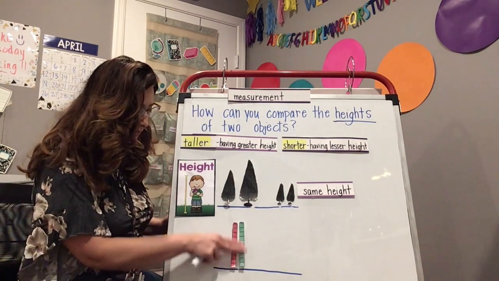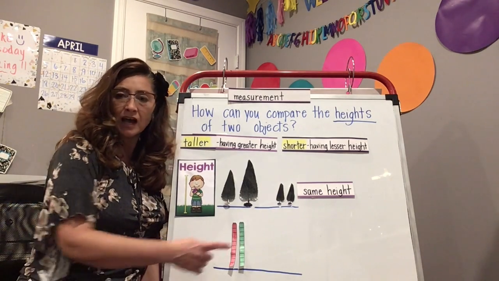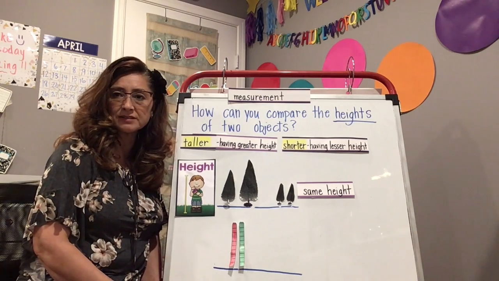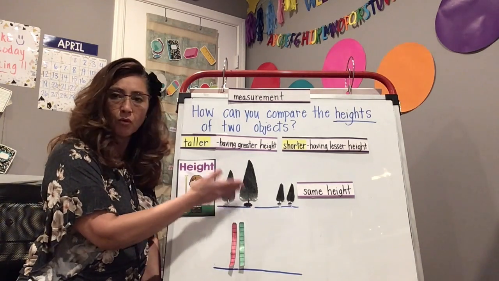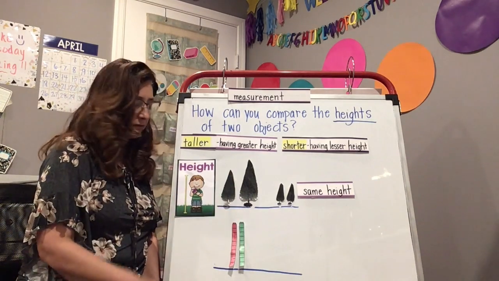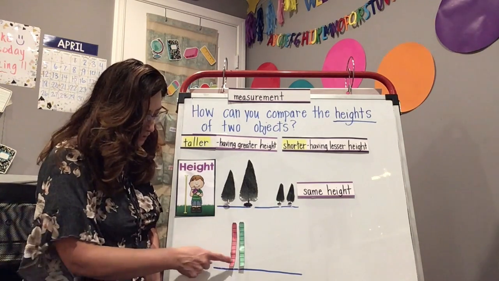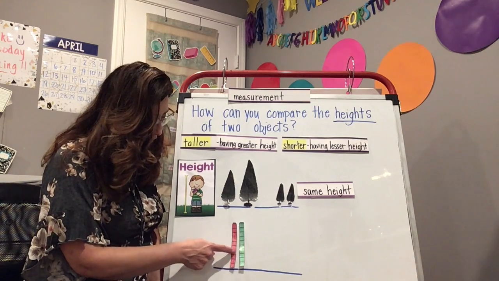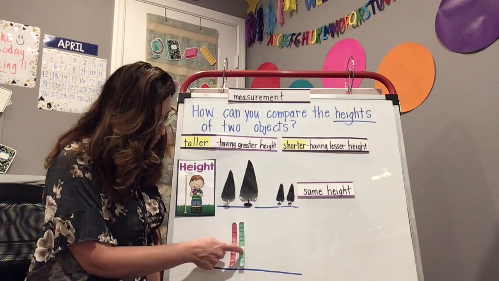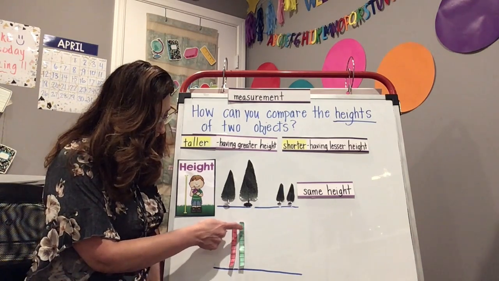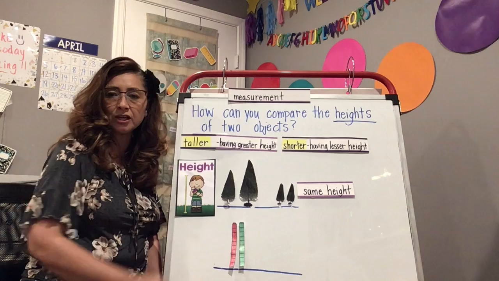What do you notice about those two cube towers? That's right, they're the same. How do you know those two cube towers are the same? That's right, because they are the same size. One of them does not have more, or one of them does not have less. They have the same amount. Let's count and make sure. 1, 2, 3, 4, 5, 6, 7, 8, 9, 10. Very good. Those two are the same because they each have 10 cubes.